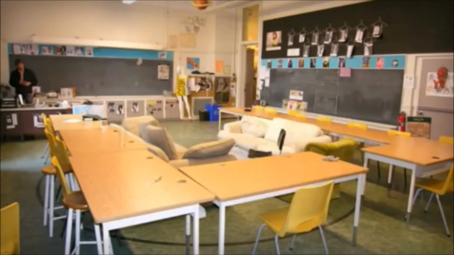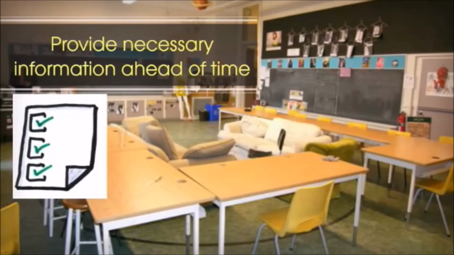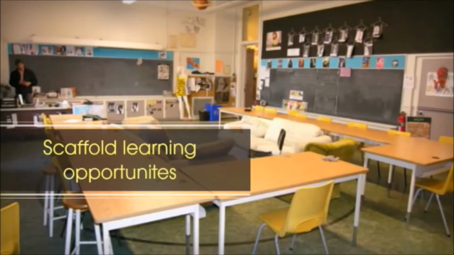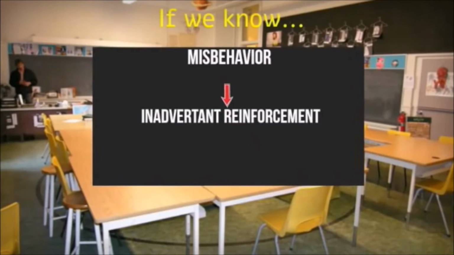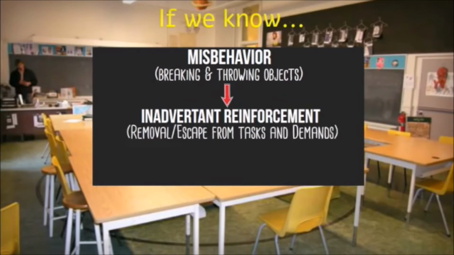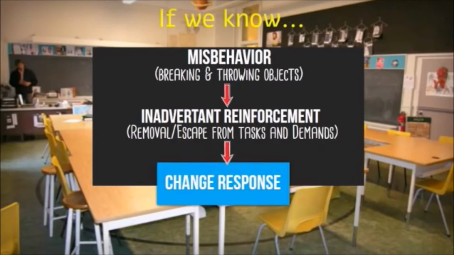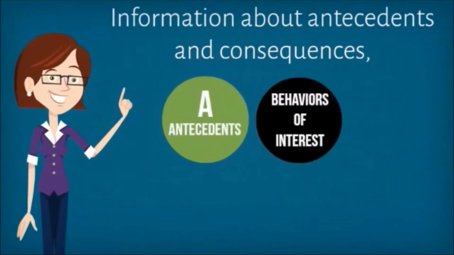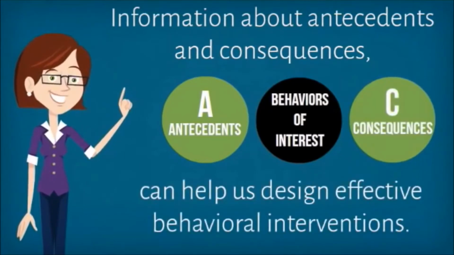We may make sure that he has the information ahead of time. We might investigate if he has writing difficulties that are causing this frustration. We might scaffold his learning a little bit more to avoid this problem behavior. If we know that every time a student rips up his pencil and throws his book on the floor, we ask him to leave the classroom, we may actually be reinforcing that behavior by allowing him to escape an unpleasant task, and we should change the way that we respond to that behavior. Having information about antecedents and consequences can really help us design effective behavioral interventions.